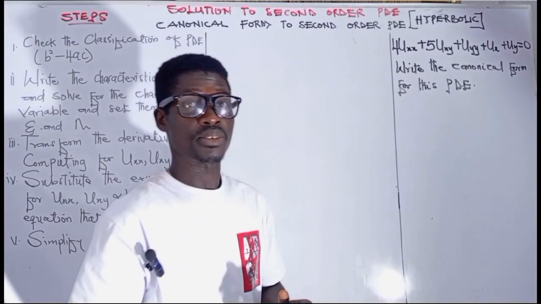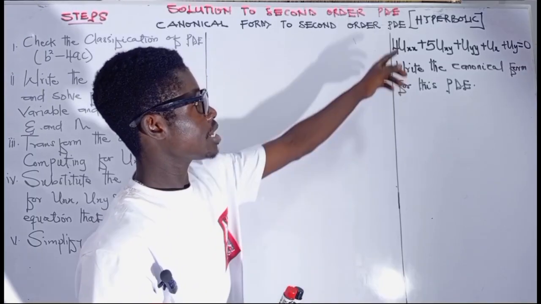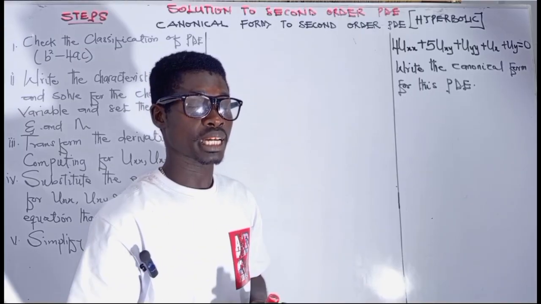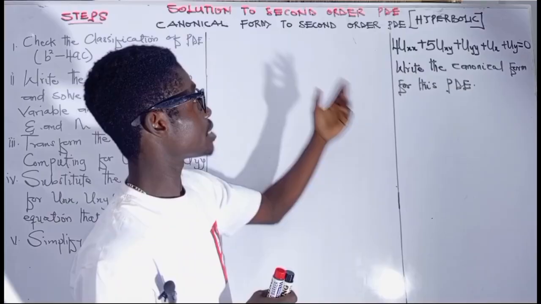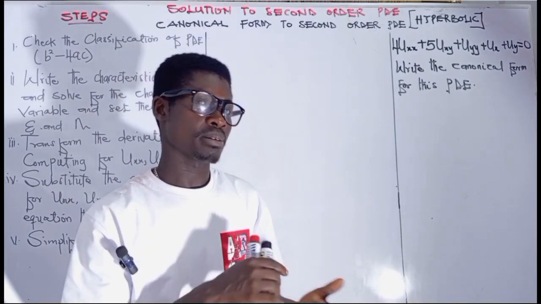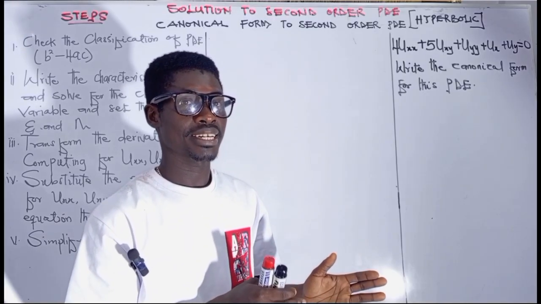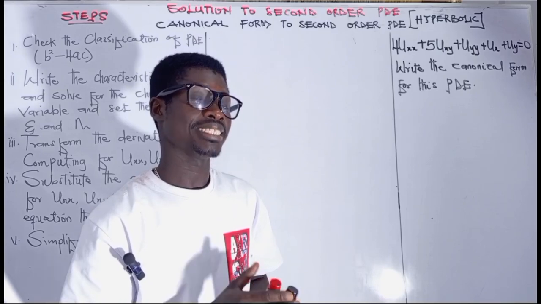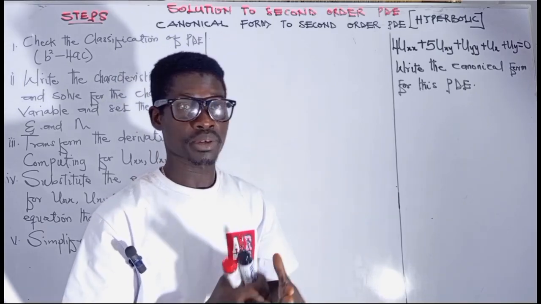So in today's lesson, we shall be looking at how we can write the canonical form for a hyperbolic equation. Remember, we are still on the same topic, solution to second order partial differential equation. In our previous lesson, we learned how to write the canonical form for a parabolic equation, and today we are looking at the other type of canonical form, and that's the hyperbolic equation.